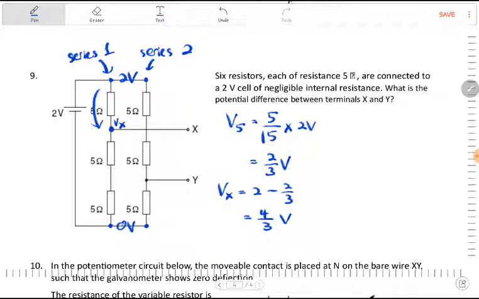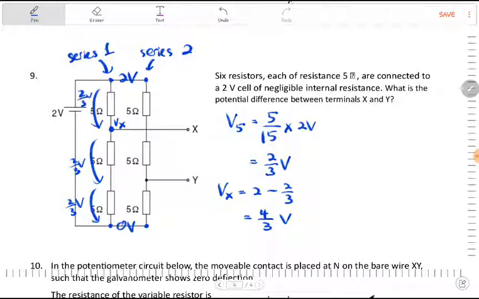Alright, so then we continue to talk about this series. It will drop another 2/3 volt, and it will drop 3 times by 2/3 volt because all are 5 ohm resistors. So if you sum this potential difference up, it will give you 2 volt. So it makes sense because from 2 volt at the top here, it dropped 3 times to become 0, and that's exactly the EMF of that. So do you get that idea?